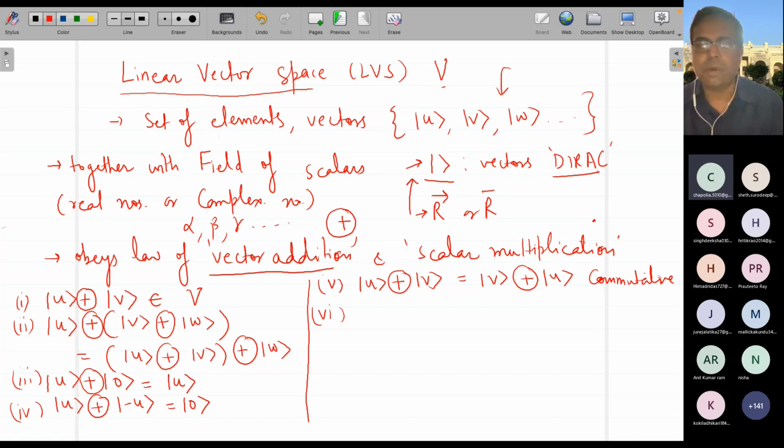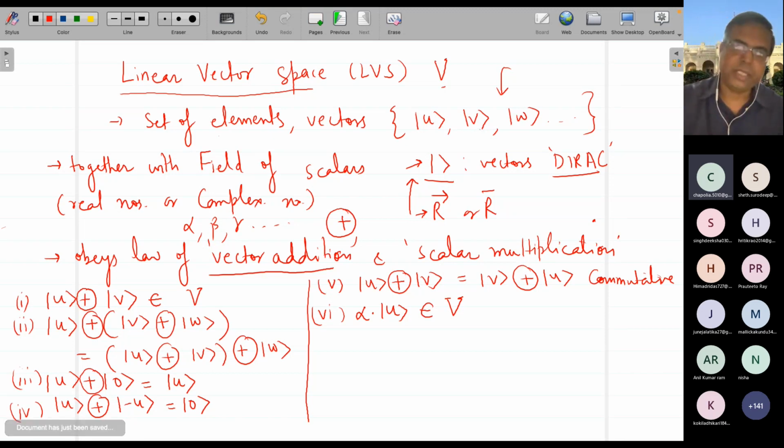Let's do something about the scalar multiplication. If this vector is multiplied by a scalar, remember my alpha, beta, gamma, they were either real numbers or complex numbers. So alpha dot u. If I take a product of this, then this still belongs to the same vector space. So if I am going to do the addition of these vectors, then it is remaining in this space.